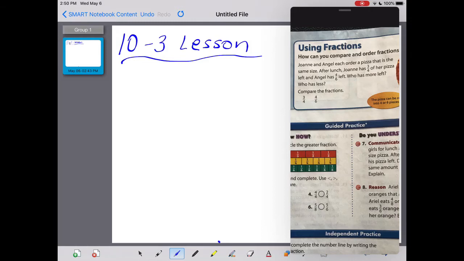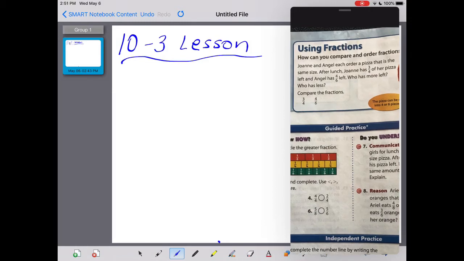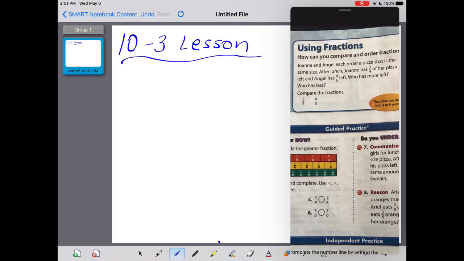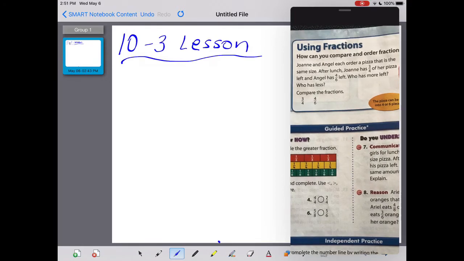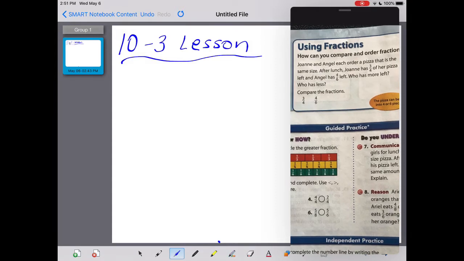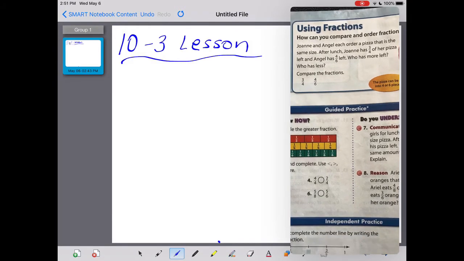It says, Joanne and Angel each order a pizza that is the same size. Okay, that's important. They each have their own pizza, but they're the same size as each other. After lunch, Joanne has 3/4 of her pizza left. Okay. And Angel has 4/6 left. Who has more left? And who has less? All right, so we are comparing two fractions here.